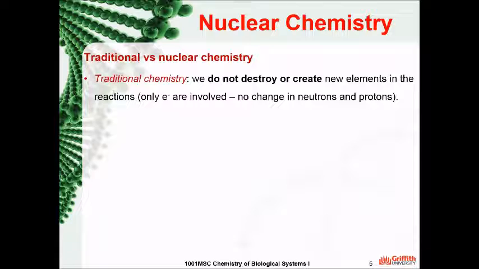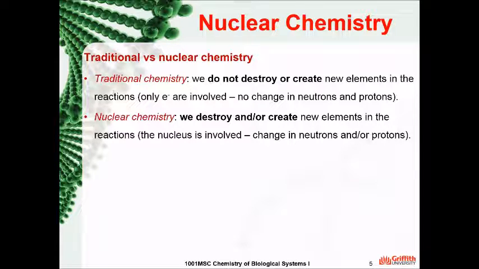In our previous modules, we studied principles related to traditional chemistry. For instance, we discussed that we don't create or destroy elements in chemical reactions. The reason is that traditional chemical reactions involve valence electrons only, and the nuclei of these elements are not involved. Therefore, the number of neutrons and protons remains the same.